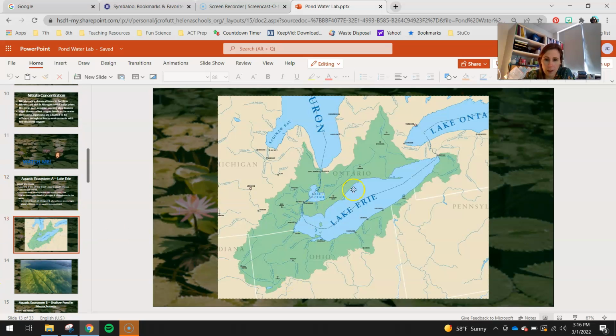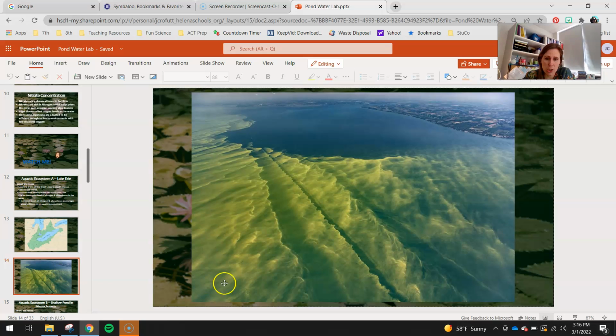So here's a little map of Lake Erie. You can see here's Canada, Ontario in there, Michigan, Ohio, Indiana, Pennsylvania. So you can see where Lake Erie is. And this is actually a picture of the algae blooms. So all this green stuff is the algal blooms in Lake Erie due to that presence of nitrogen.